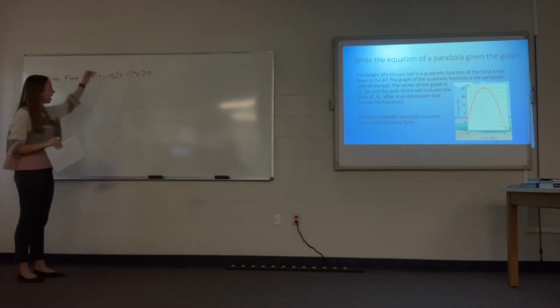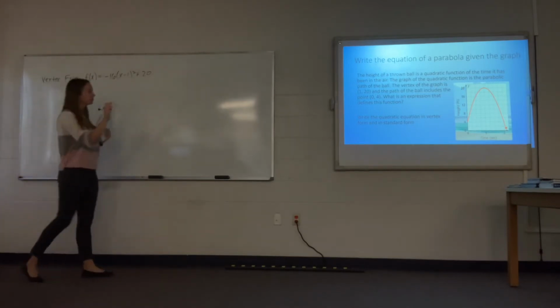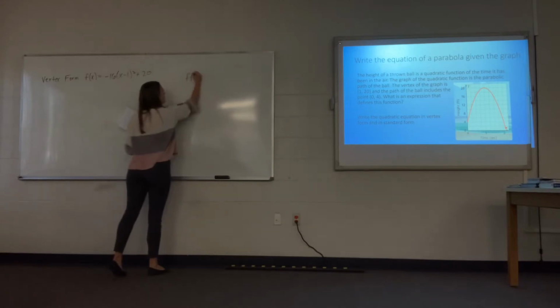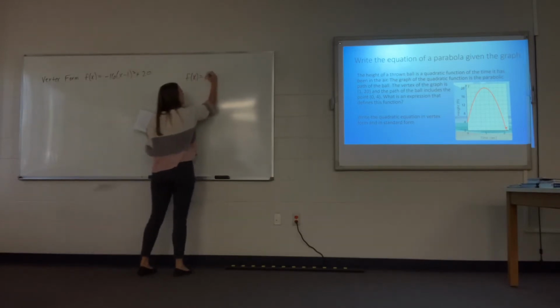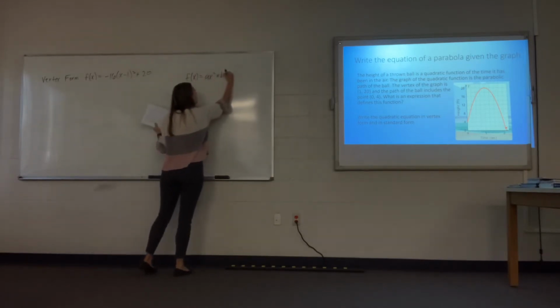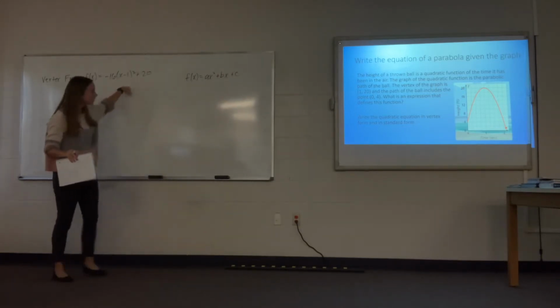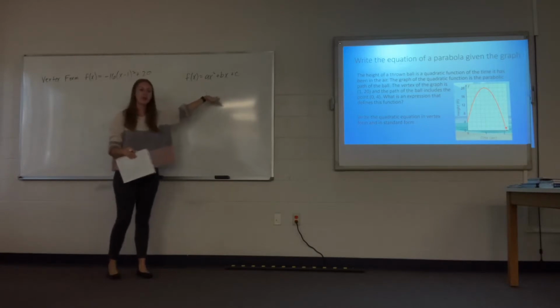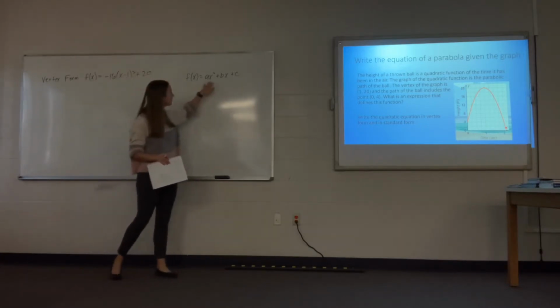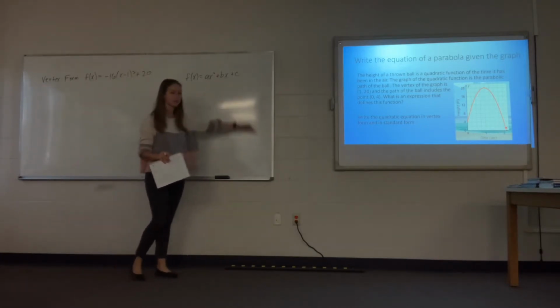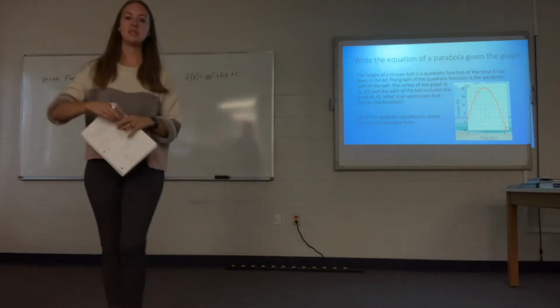So to go from that into standard form, which, if you remember yesterday, standard form is f of x equals ax squared plus bx plus c. So to go from something like this into this form right here, we're going to have a number and then x squared, a number and then x, and then a number in c.